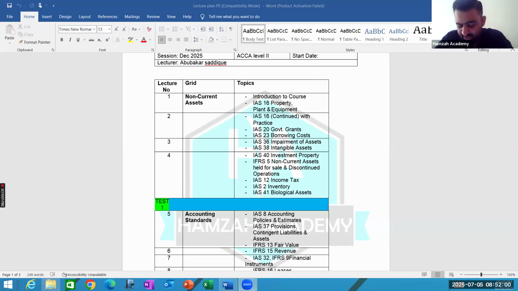Okay, so that was the introduction of the syllabus and the introduction of the exam pattern, and now we will start the class with the topic. But before that, I will take a break for 5 to 10 minutes. And after the break, I will start IAS 16, property, plant and equipment. But before that, take a break for 5 to 10 minutes.